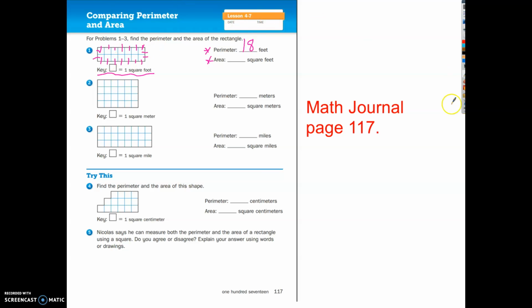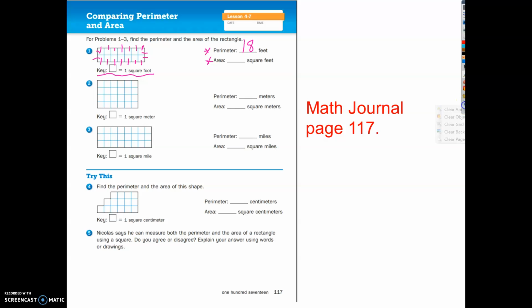Okay. Now I'm going to use that same shape and find the area. And to find the area, I count what's on the inside. Not what's on the outside, but what's on the inside. So 1, 2, 3, 4, 5, 6, 7, 8, 9, 10, 11, 12, 13, 14. The area is 14 square feet. The perimeter is 18 feet. You have to remember, when you're doing the perimeter, you count around the outside. And when you're doing the area, you count what's on the inside.